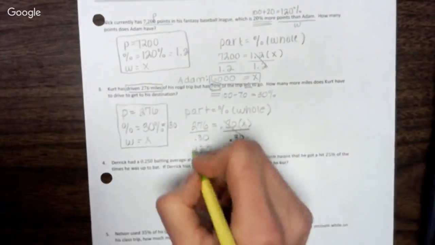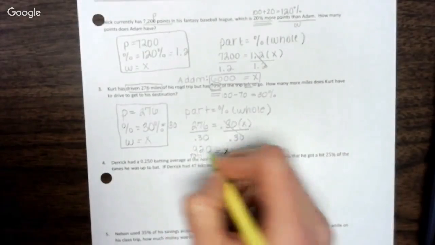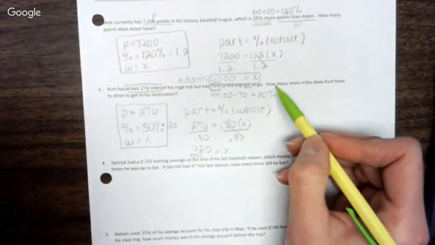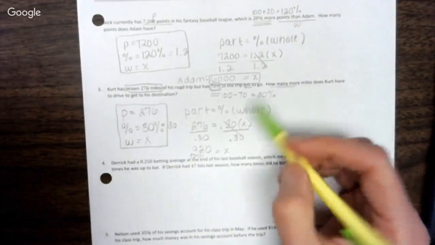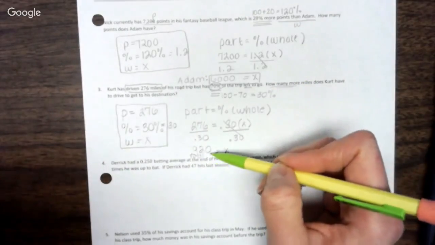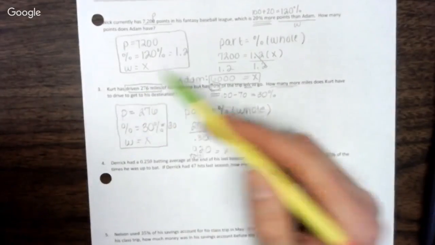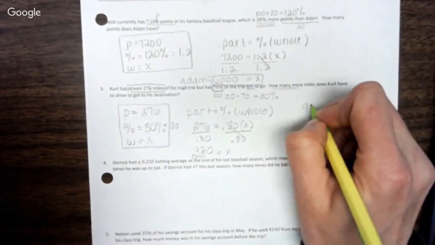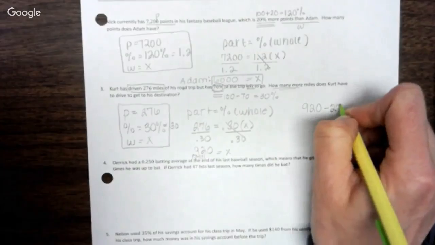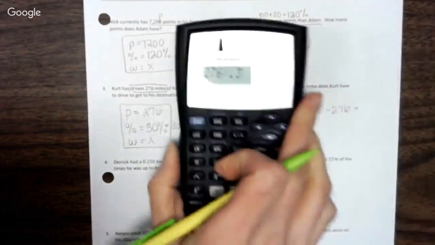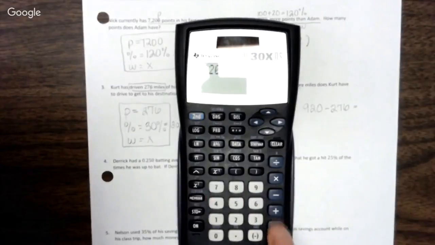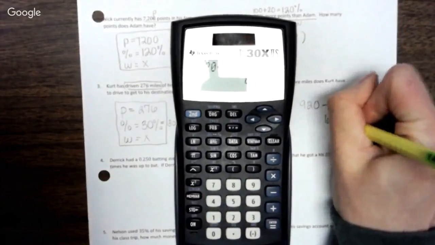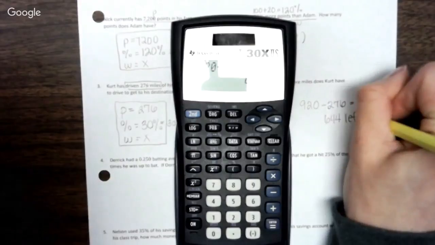Now, that's not our answer. This is the total amount of miles. The question says, how many more miles does he have left to go? Well, the total trip is 920 miles. He has driven 276, so 920 minus 276. We'll just do that right in the calculator. Gives us 644 miles left.